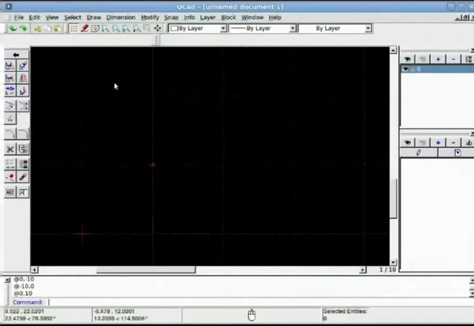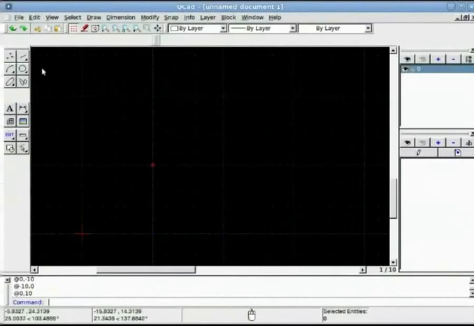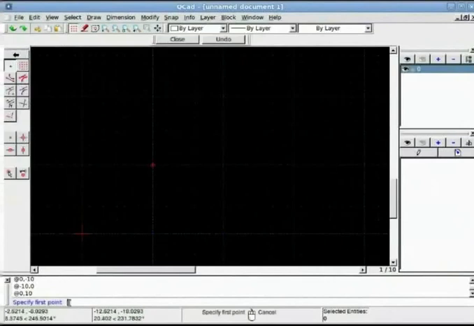In polar coordinate, right towards 3 o'clock is always default 0 angle, and all other angles are calculated in anti-clockwise direction related to default 0. So let's go to line tool, again line with 2 points. At the command prompt, specify first point as 10, comma 10, enter.